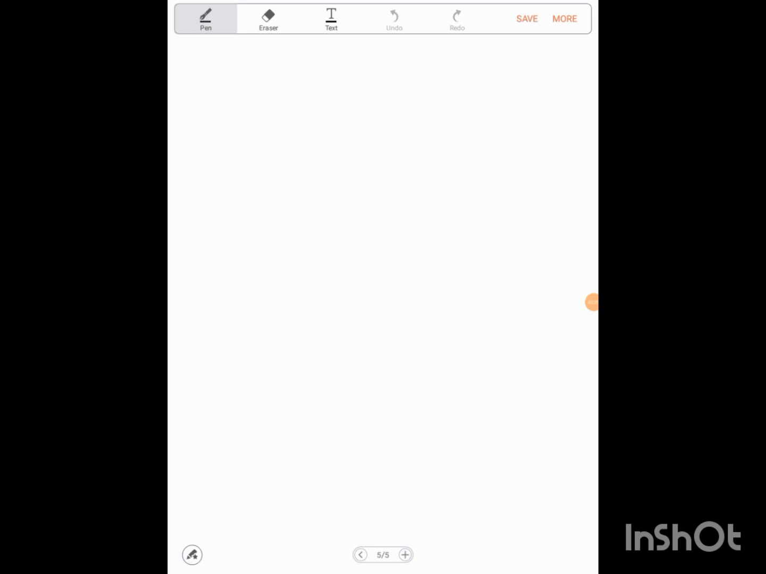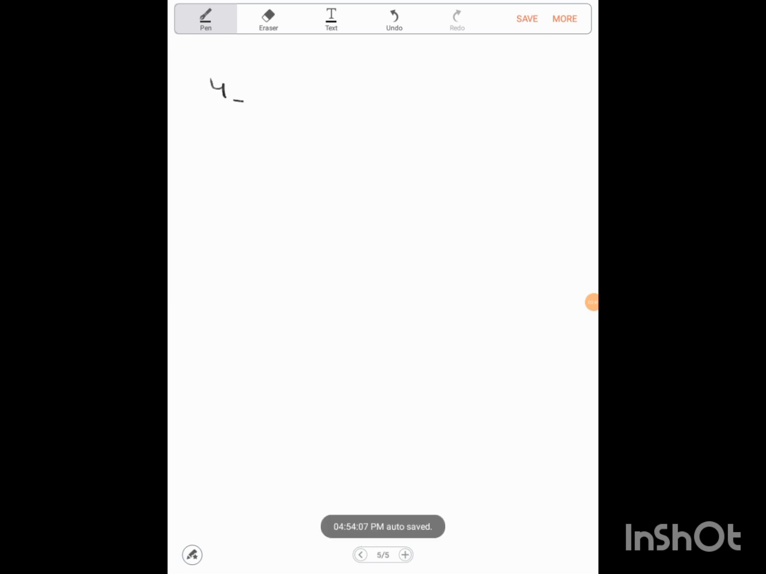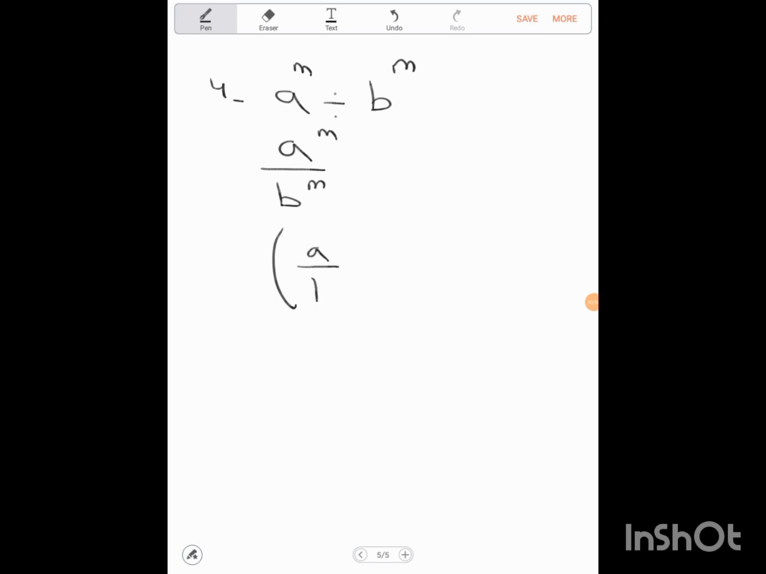Okay, now this is the fourth law. In the previous law, both of these different bases terms were multiplied. So the fourth law is, if terms with different bases but same powers are being divided, what will you do? It can be written in this way as well. So what you are going to do is, the bases will remain in division form and you will take a common power, that is m.